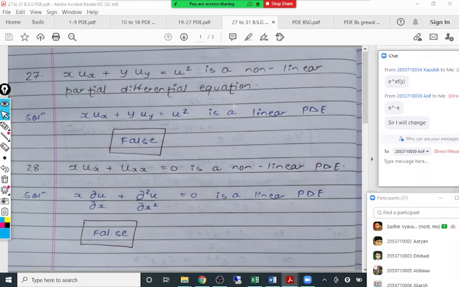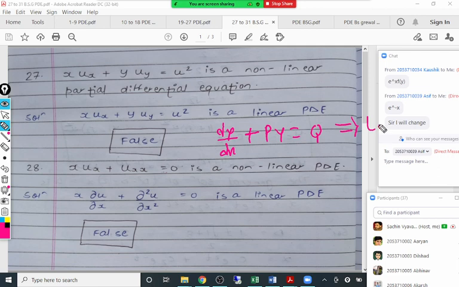So again 27th is written, no issue: x u_x plus y u_y is equal to u square is a non-linear partial differential equation. Now what is a linear? The linear partial differential equation has degree 1. Okay, so if you observe, just to recall the definition of an ordinary differential equation, this is dy by dx plus p y equal to q.